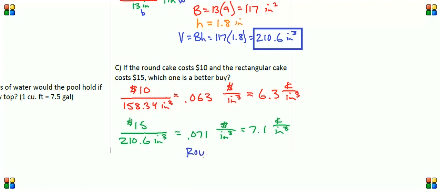So the round cake, you would write your answer and explain why you justify that the round cake must be a better buy, because it only cost us 6.3 cents for a cubic inch, whereas the rectangular cake, even though it's bigger, the price is high enough to where it's actually costing us 7.1 cents per cubic inch. So again, we verify that the round cake is the better buy.